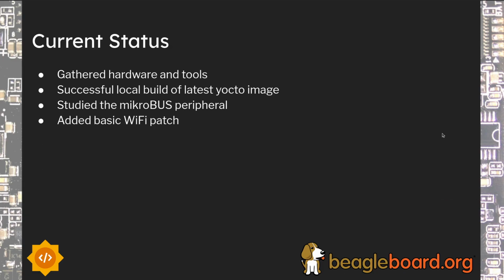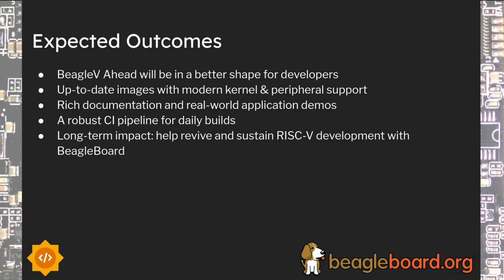So the current status is I have gathered all the hardware and required tools. Then I am able to successfully build the upstream meta RISC-V Yocto image, and I have studied the mikroBUS peripheral and written a basic Wi-Fi patch. Although the current patch doesn't work because SDIO is blocked by the eMMC driver. It's a blocker and we have to dig deep into it.